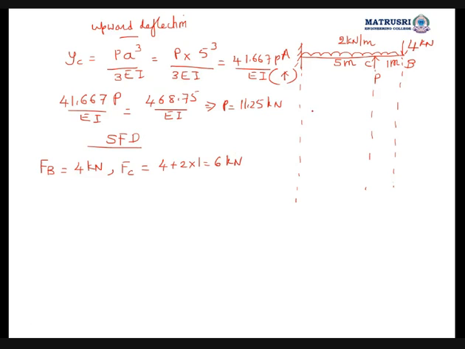But what is happening here? Suddenly a P is coming. So suddenly it changes. 6 is already there. What is happening? P is coming upward. Upward means from right to left is negative. So minus 11.25. 11.25 means what will I get here? Minus 5.25 kilonewton. So F of C we got.